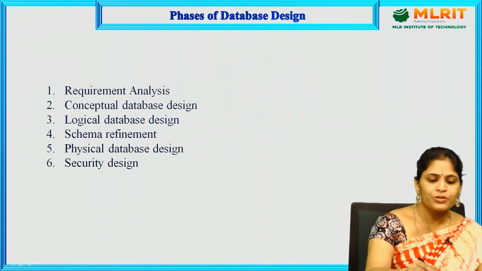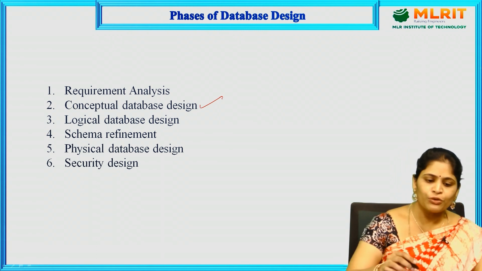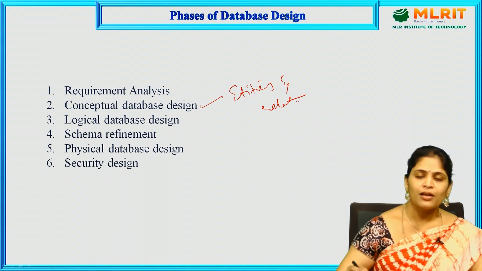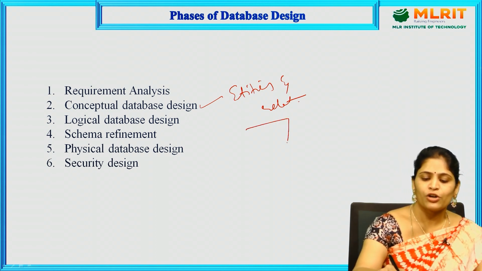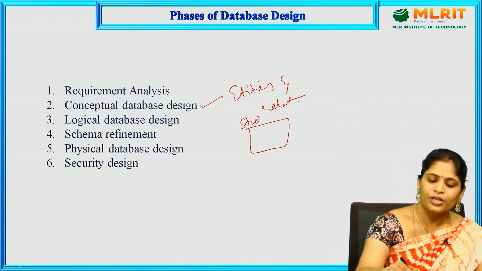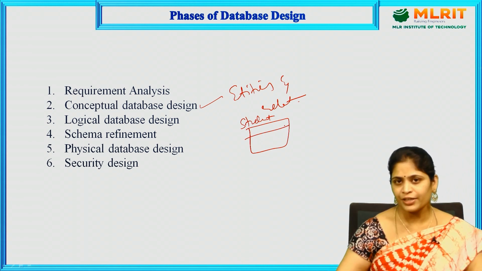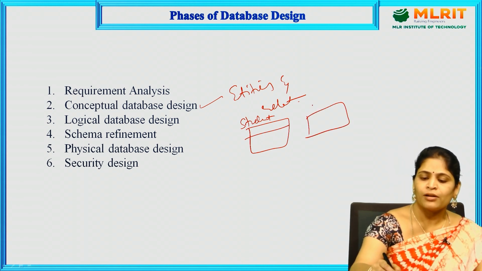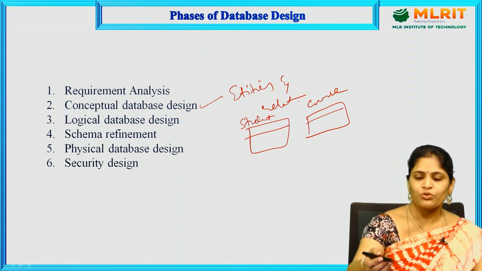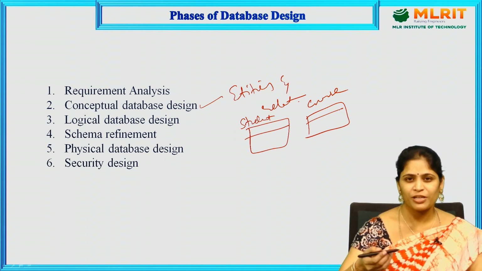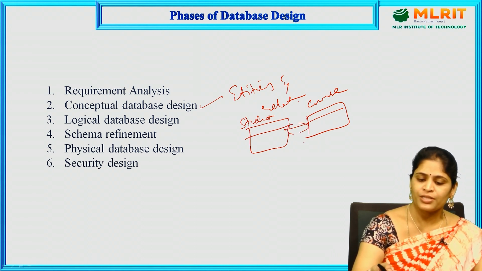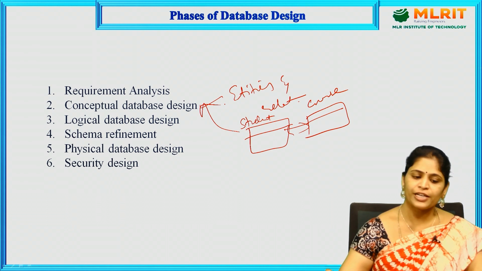Next, coming to conceptual database design. This includes the entities and the relationships among these entities. So what is an entity? It is nothing but a real world object, which can be a living thing or a non-living thing. For example, a student is an entity, right? Or for example, a course is another entity. A student is a living thing, a course is a non-living thing. An entity is a real world object which can be a living thing or non-living thing, and the relationships among these objects will be dealt with in this phase, conceptual database design.